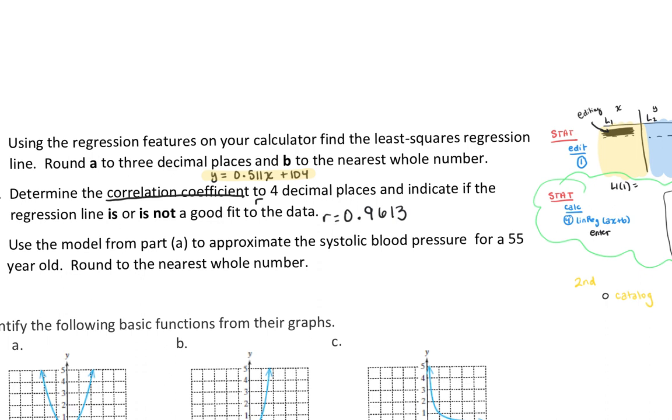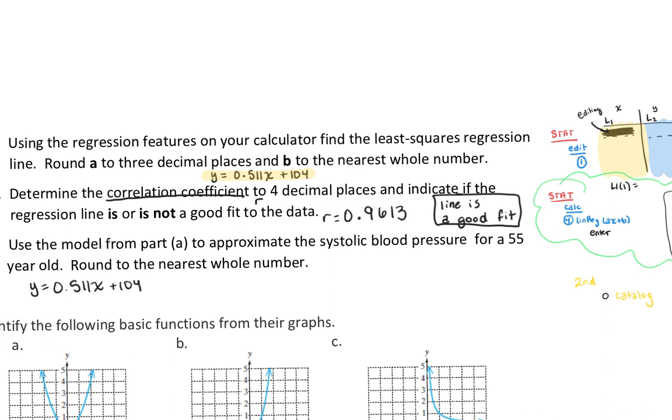Okay. And from that, what does that mean? So the closer to 1, the better a fit it is to your line. So this is really close to 1. So this means that our line is a good fit. Awesome. And now we have our model from part A, which I'll rewrite right here. Y is equal to 0.511x plus 104.